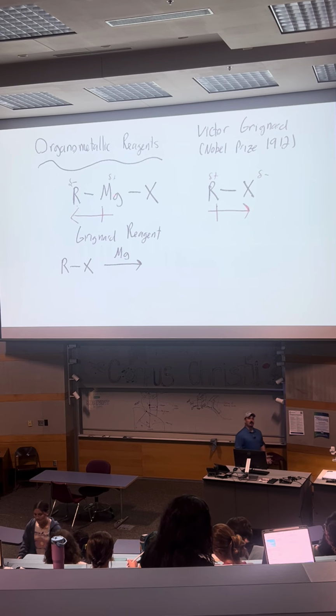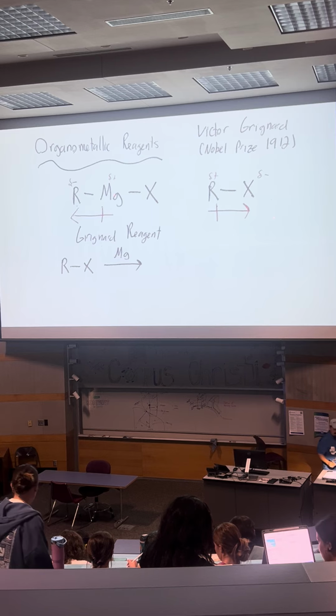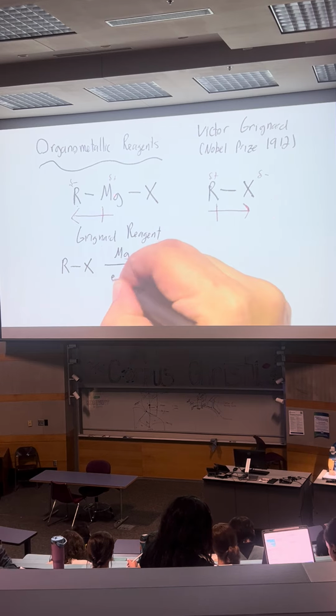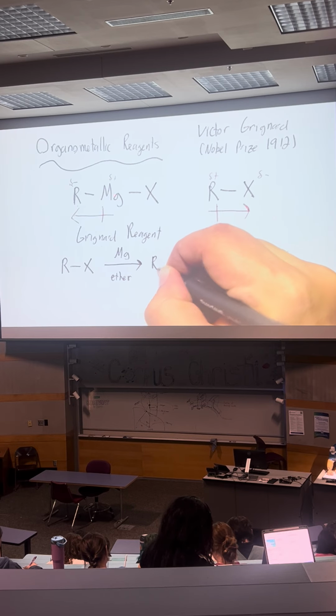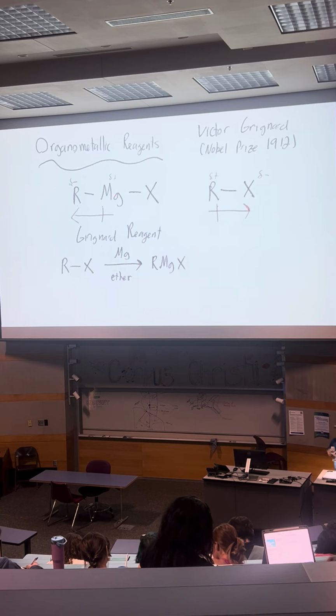So you take elemental magnesium, get a wire brush and scrape off that oxide layer. Just put it in your flask, put your alkyl halide in there, and usually the solvent is ether, which doesn't like water. And all you do is stir these things around, and lo and behold, magnesium just inserts itself right between them, and that's it.